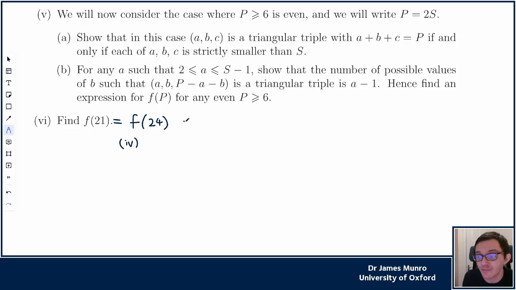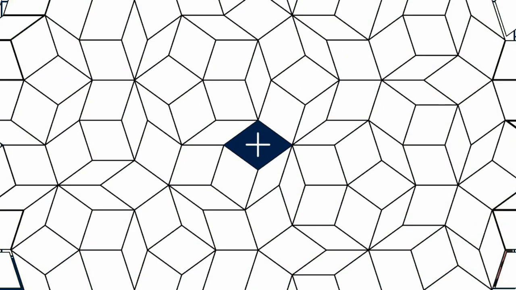And then we can use our formula for that last part to say that this is, excuse me, p is 24, s is 12. My formula was s minus 1 multiplied by s minus 2 all divided by 2, which is 55, which is quite a few, but maybe not as many as I might have guessed. 55 triangles with perimeter 21. And that's the end of question 5.